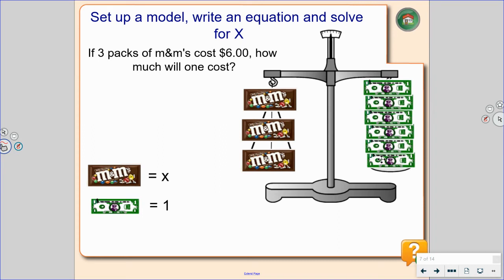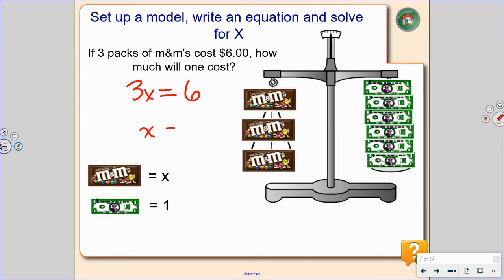I want you to think about this. How would we write the equation? Well, if x is a pack of M&Ms, then we have 3 x's. You may write the dot, but you don't have to. And that is precisely the same as $6. So here's the equation: 3x is equal to 6.